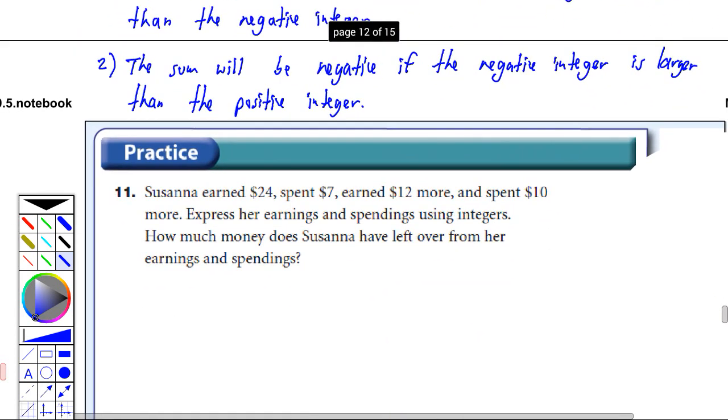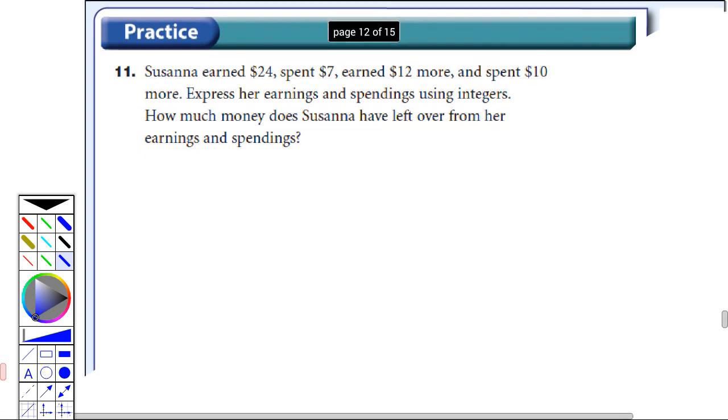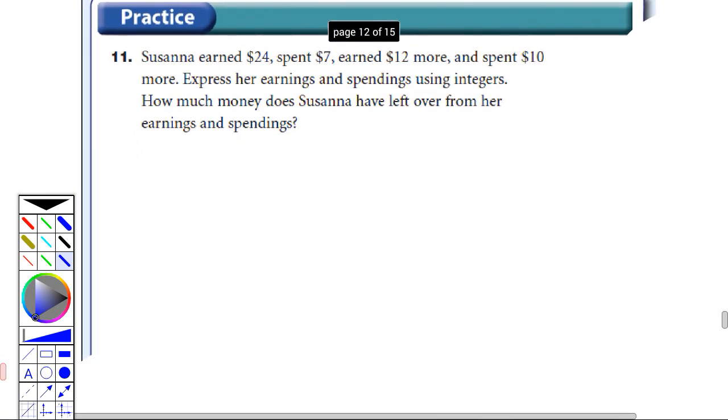Okay, that was number 10. Let's take a look at number 11. Susanna earned $24, spent 7, earned 12 more, and spent 10. Well, just before I even get to the answer, I know I'm thinking in terms of positive and negative, so I'm going to change these numbers into positive and negative.